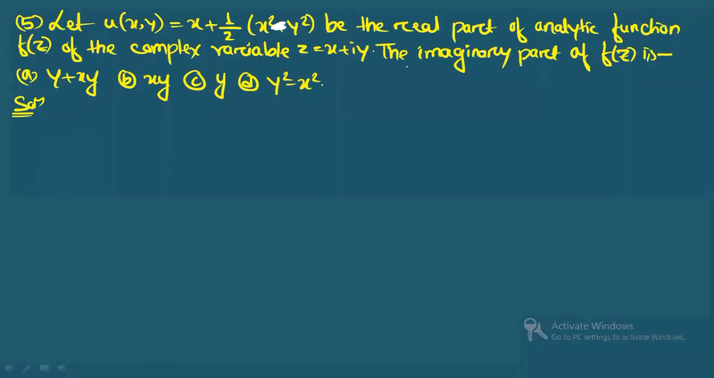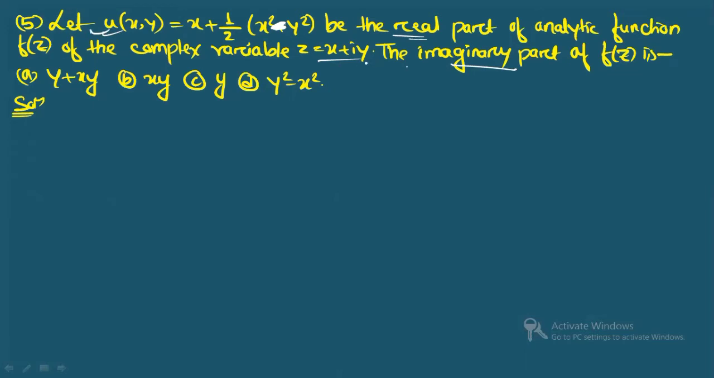So now let's see question number 5. Here it is said, let u is equals to x plus half into x square minus y square be the real part of an analytic function f of z of the complex variable z is equals to x plus iy. So the imaginary part of f of z is what? You will have to calculate the imaginary part when the real part is given to you. And the complex variable given is z is equals to x plus iy.